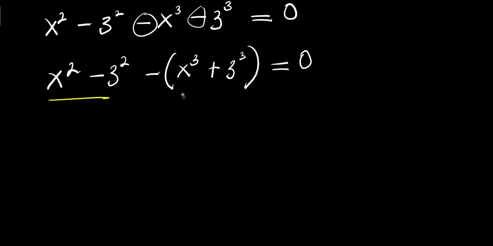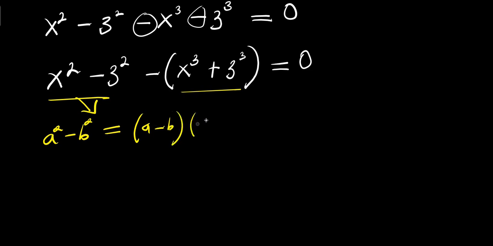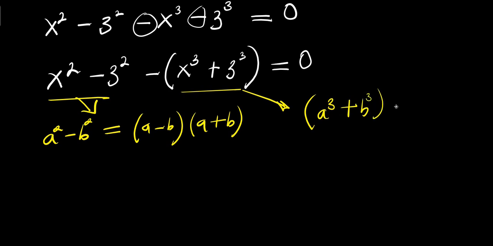So let's expand this and this. For this one here, if you have a squared minus b squared, this equals a minus b times a plus b. For this one here, a cube plus b cube equals a plus b times a squared minus ab plus b power 2.